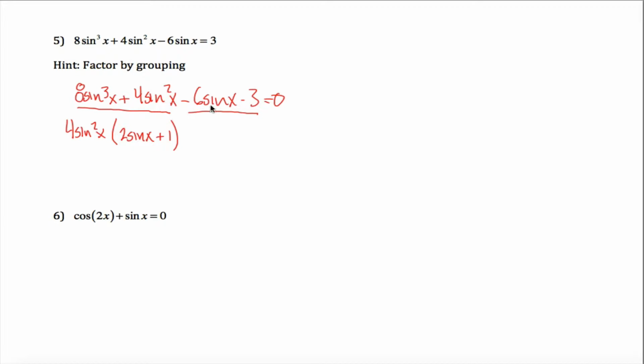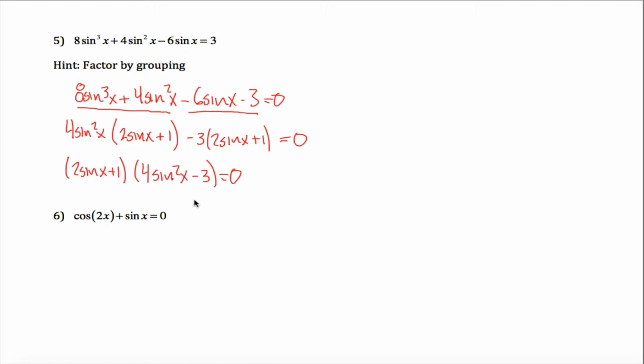And so now my goal is to factor something out of this group so that I'm left with 2 sine of x plus 1 in the parentheses. Well, if you factor out a negative 3, you'll be left with exactly 2 sine of x plus 1 in the parentheses. And so now I have two terms, and each of those terms have 2 sine of x plus 1 in them. So I can factor out that common factor of 2 sine of x plus 1. This is now gone and this is gone. What's left behind is 4 sine squared x minus 3. That is what's called factoring by grouping.